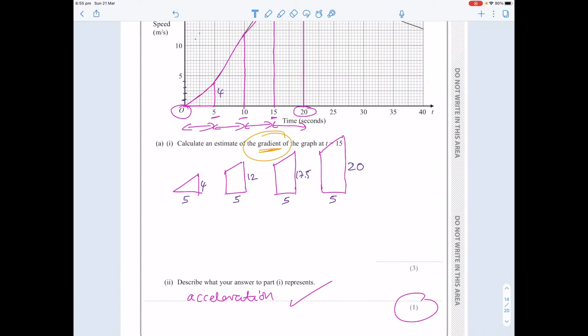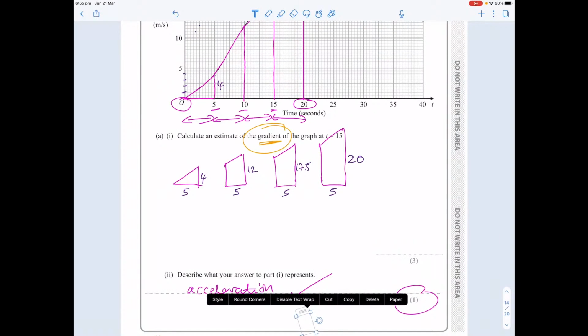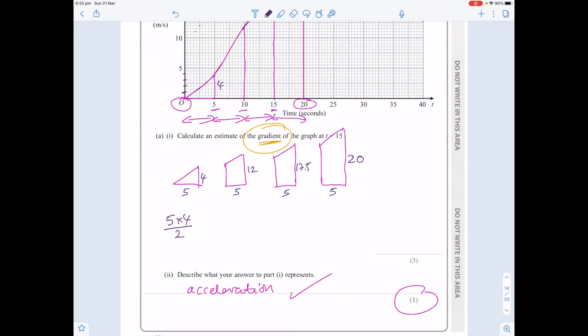Right, so let's continue. We're going to find the area of this triangle right there. The area of a triangle is base times height, so we're going to have 5 times 4 and then divide that by 2. Then the area of the first trapezium: this is 4, this is going to be 12, and this is going to be 17.5 because they share the same sides.